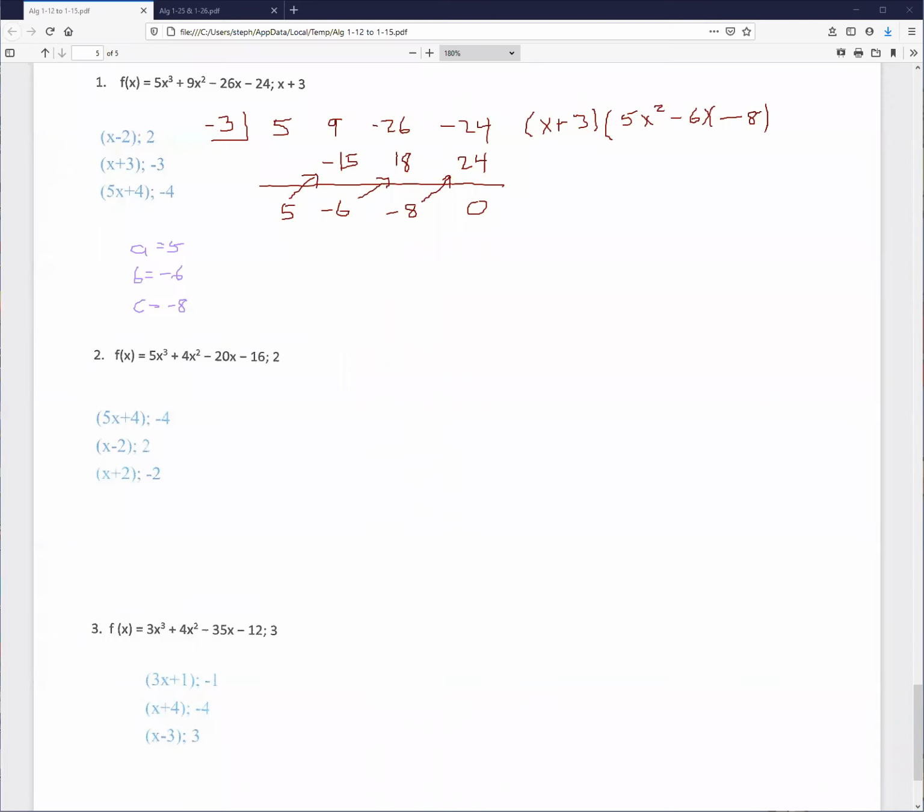Thank you. Okay. So when we solve that quadratic, we have -6 plus or minus the square root of -6 squared minus 4 times 5, -20, times -8 is plus 160. Okay, we're going to get some big numbers here. Over 2 times 5 is 10.